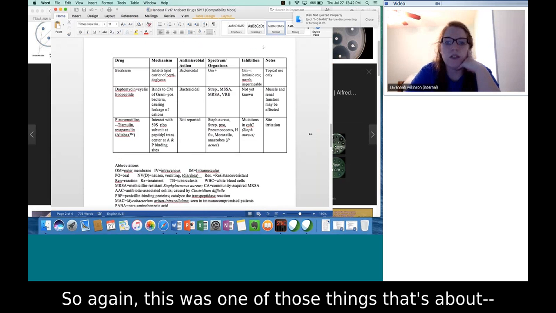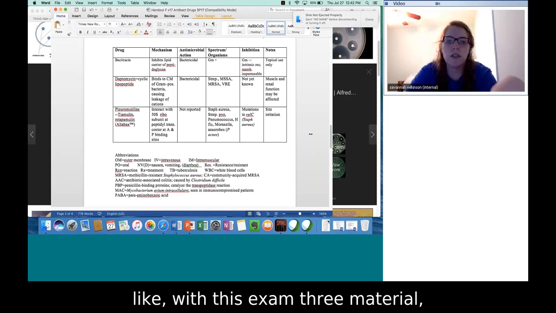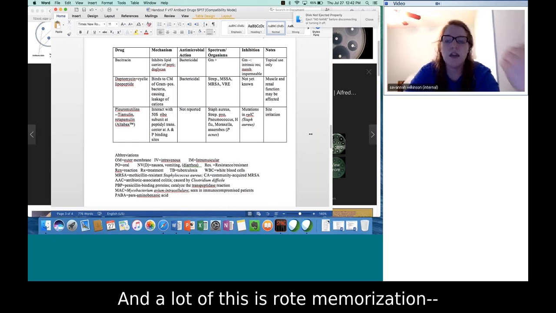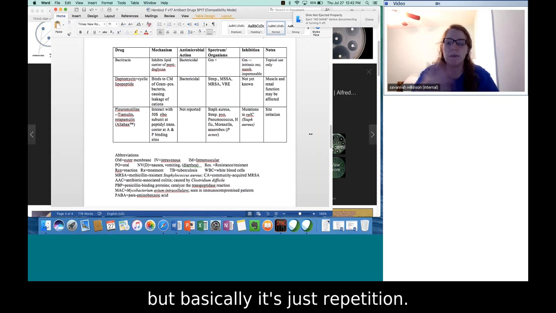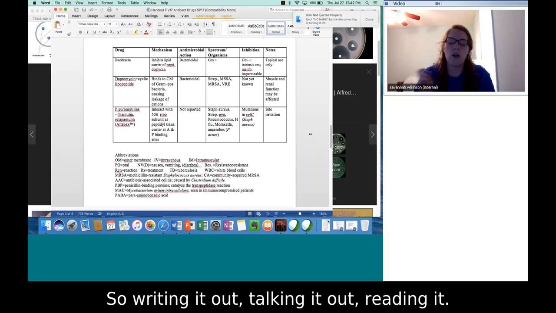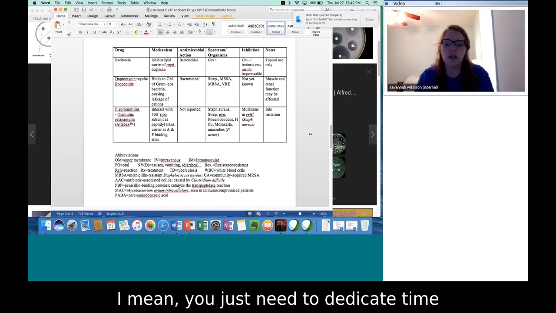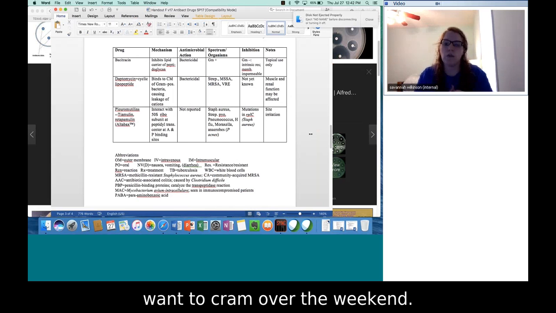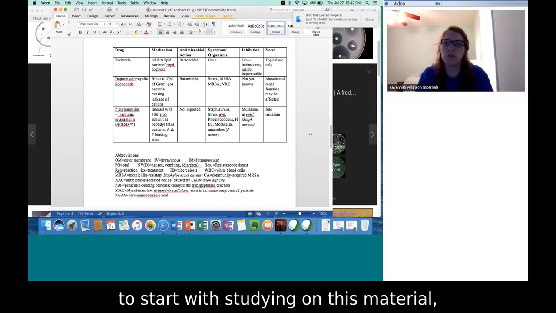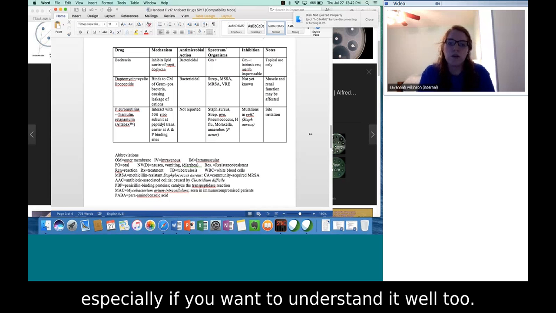Again, with this exam 3 material, it's about how you study, and a lot of this is rote memorization. Rote is basically just repetition. So writing it out, talking it out, reading it, you just need to dedicate time to studying this every day. This isn't something you want to cram over the weekend. You definitely need at least a week's head start, especially if you want to understand it well.